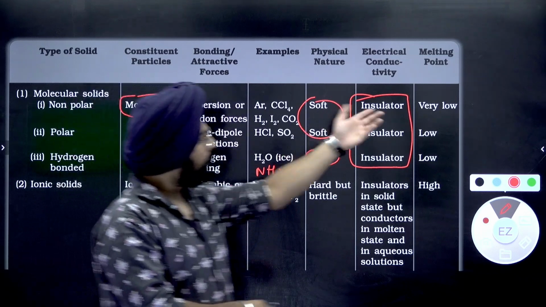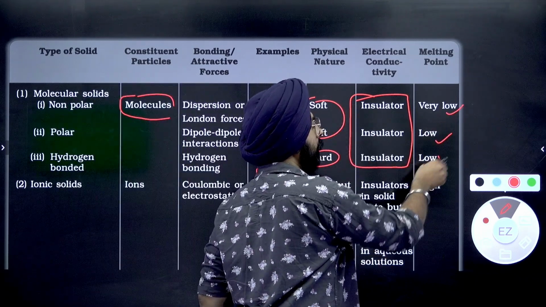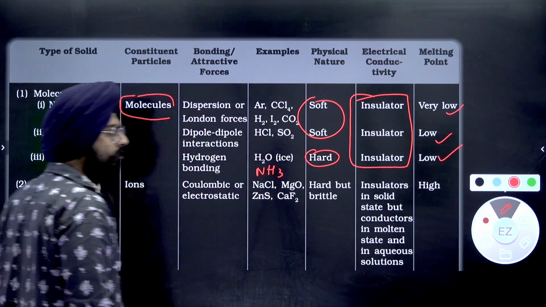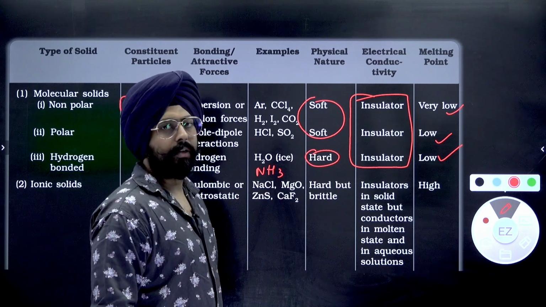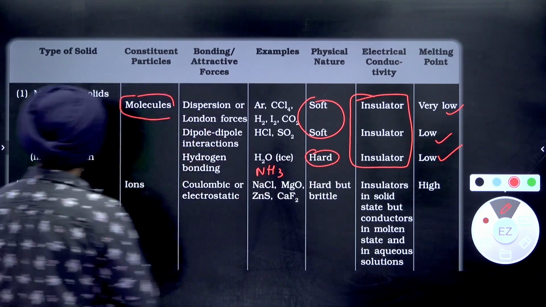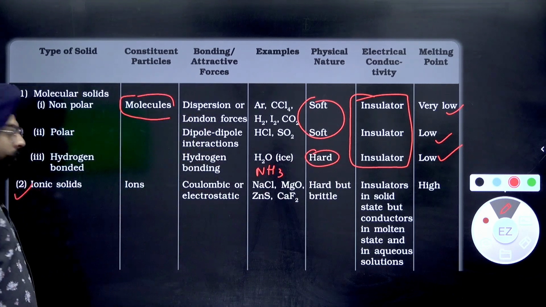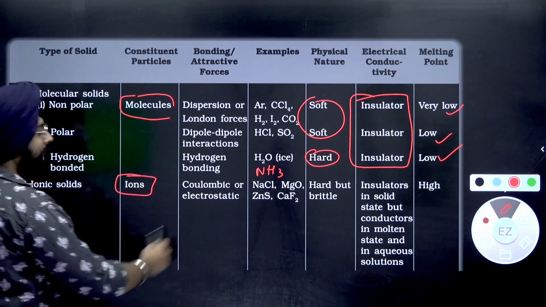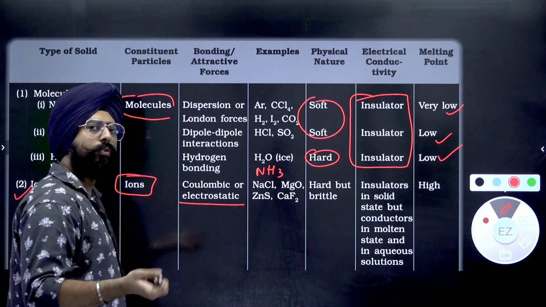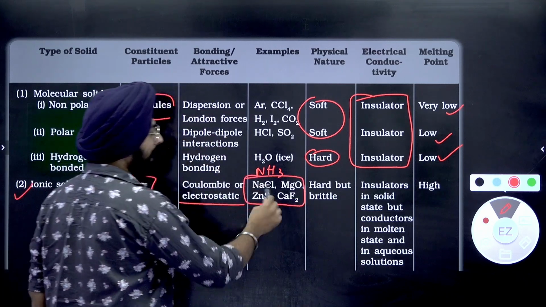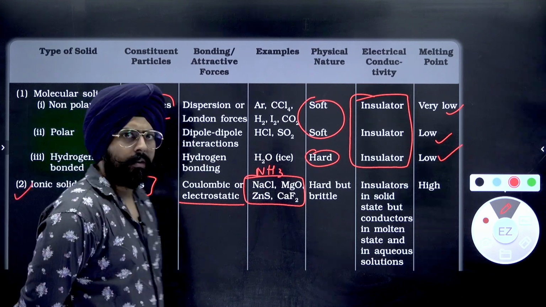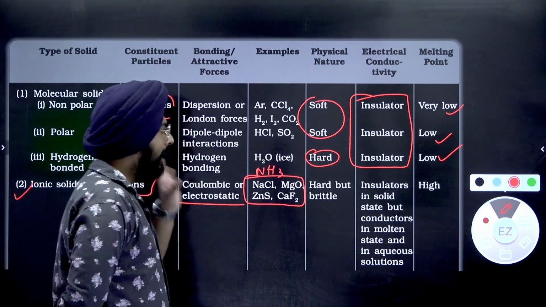Fine. Melting points are low, obviously, because the attractive forces are not that strong. So you provide them a little bit of heat, room temperature, they turn into liquids or gases. Ionic solids, people. Obviously, the constituents are ions attracted by electrostatic forces. We can also call them Coulombic forces. All these salts, NaCl, MgO, ZnF2, CaF2, all salts, are ionic solids.